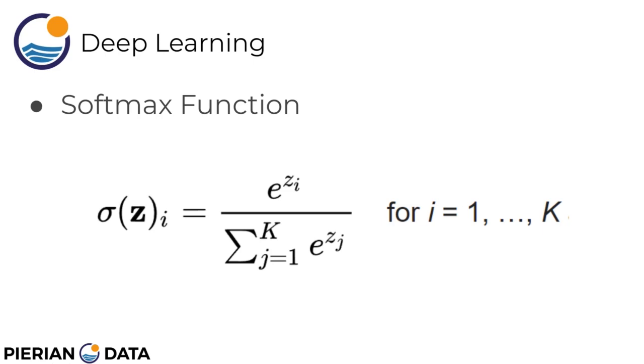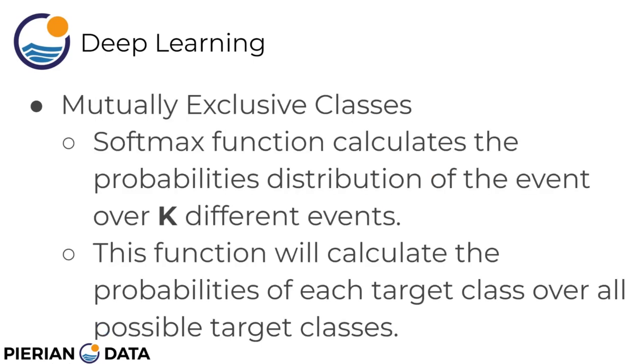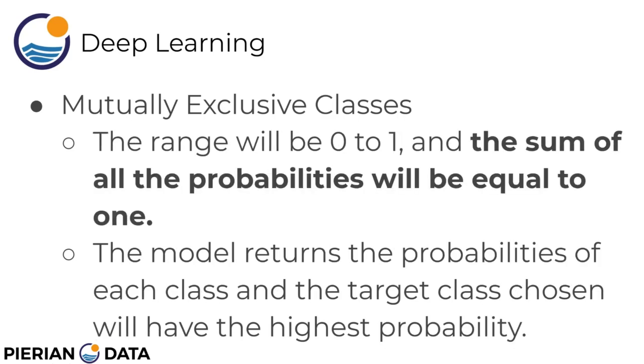Essentially, the softmax function calculates the probability distribution of the event over k different events, and in this case, k is just the different classes we have. So this function will calculate the probabilities of each target class over all possible target classes. The range will be 0 to 1, and what's really important is that when you're using the softmax activation function, the sum of all the probabilities will be equal to 1. That means in that output layer, the sum of all the probabilities is equal to 1. Since the model returns the probabilities of each class, the target class is chosen by the neuron that has the highest probability.